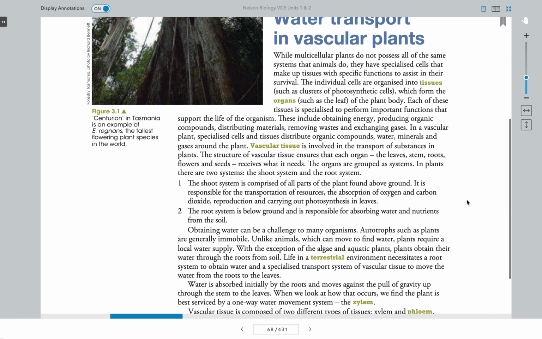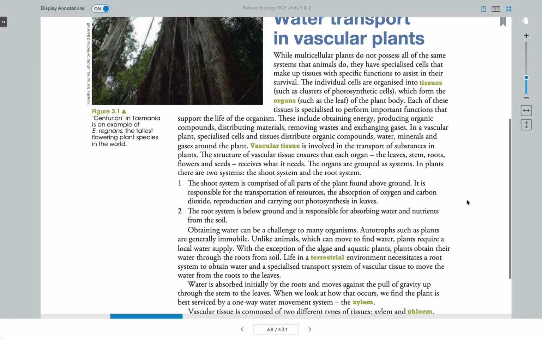While multicellular plants do not possess all of the same systems that animals do, they have specialised cells that make up tissues with specific functions to assist with their survival. The individual cells are organised into tissues, such as clusters of photosynthetic cells, which form the organs, such as the leaf, of the plant body. Each of these tissues is specialised to perform important functions that support the life of the organism. These include obtaining energy, producing organic compounds, distributing materials, removing waste and exchanging gases.